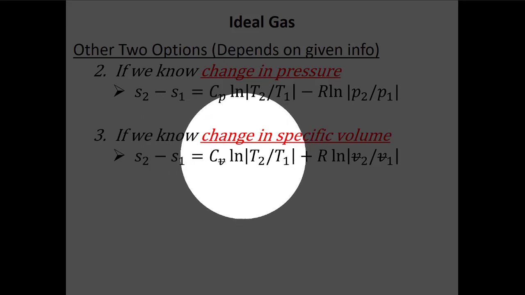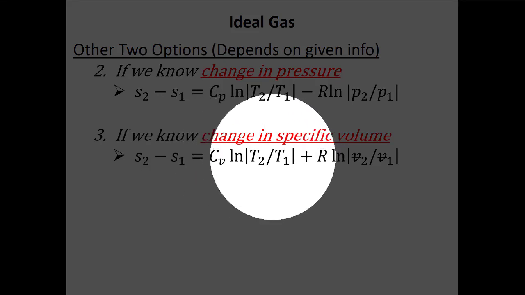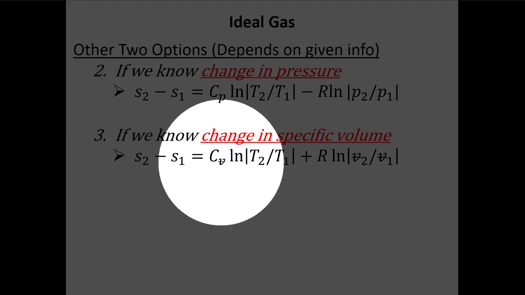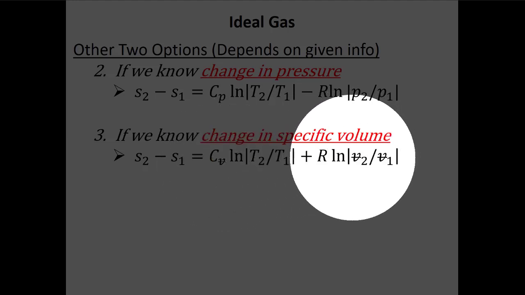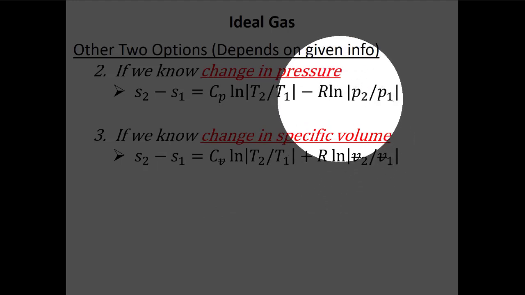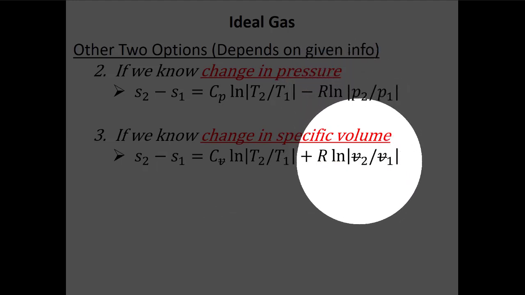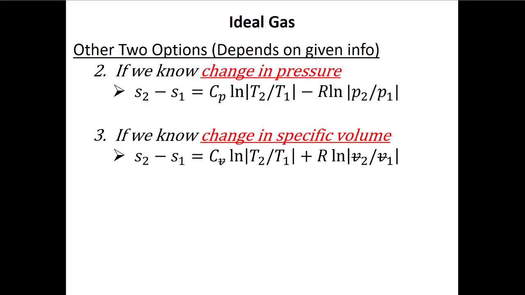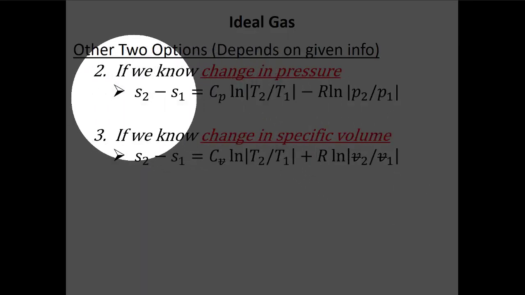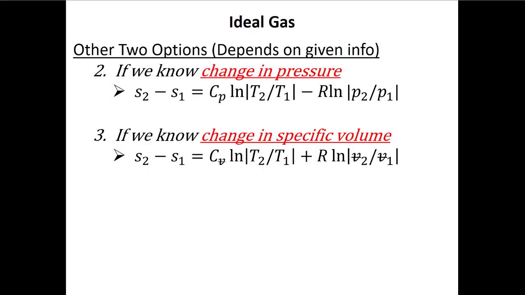We still have this part here, which is some ratio of the pressures. Notice that this changes from Cp to Cv. And then we have another term. Notice this is plus instead of minus. And now it's the natural log of a ratio of specific volumes instead of a ratio of pressures. So if I knew the pressure difference, again, that usually happens in open systems, then I'll use this option, option 2. But if I know the ratio of the volumes, then I'll use option 3.